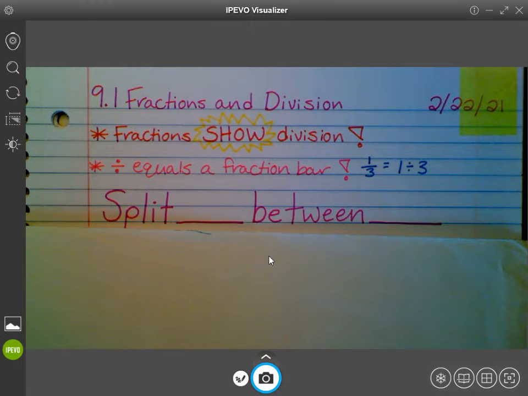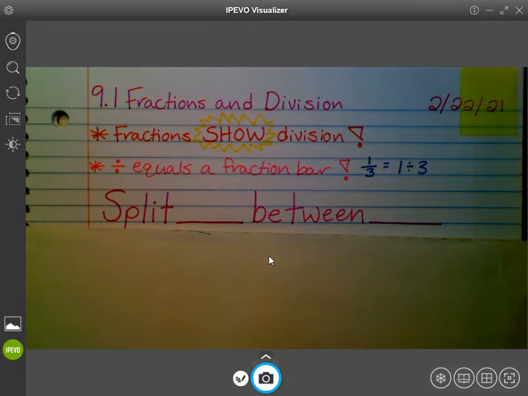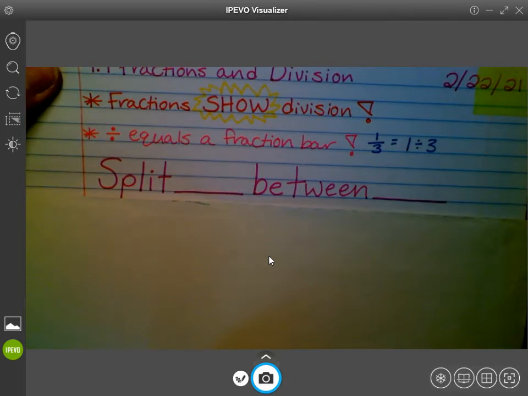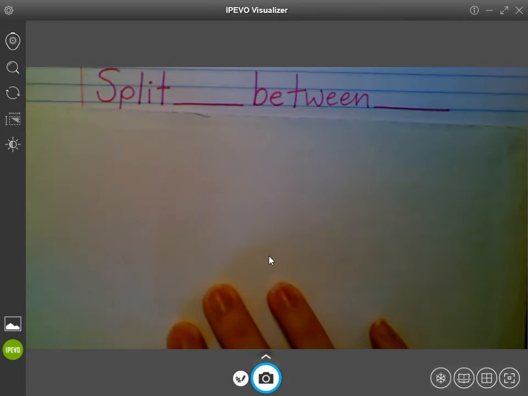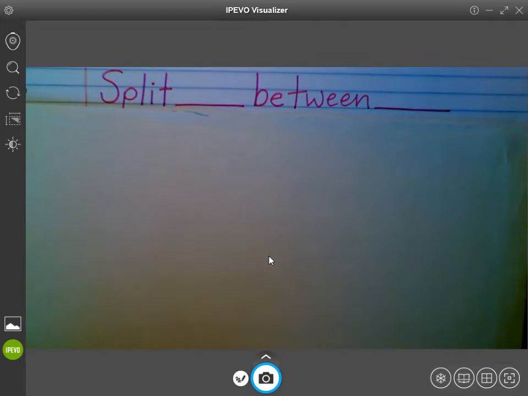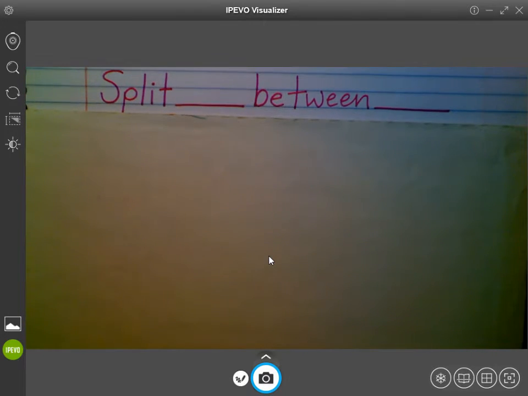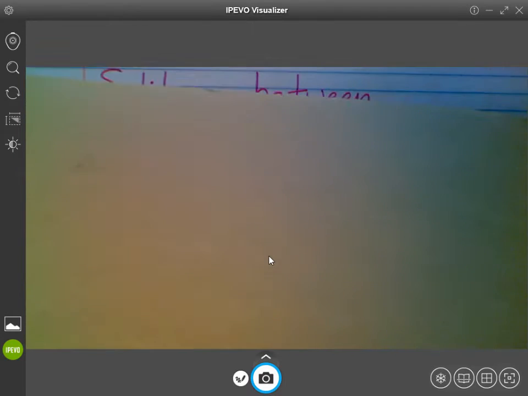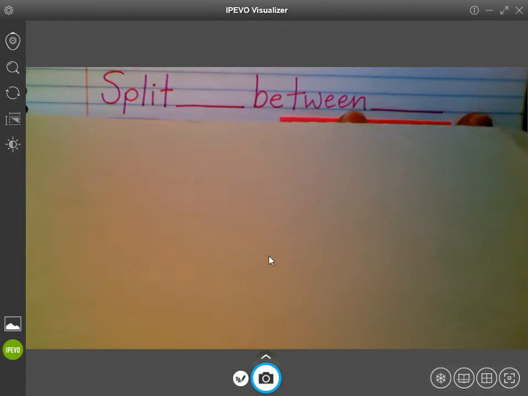Okay. So, can I scoot this up? Okay. Scoot this up. So, we want to think of this as split between. I have 2 examples. We're going to look at one at a time. So let me put a post-it over the second example for just a second. We'll get to it.